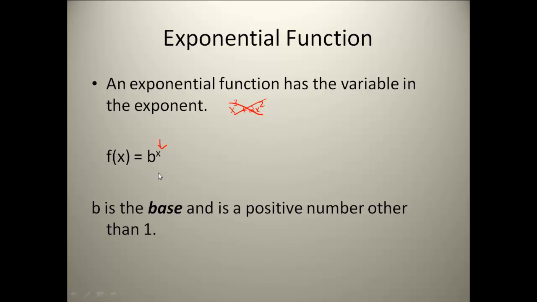So b will be some form of number, and that is called our base. And it's a positive number other than 1. So I could have 3 raised to the x. That's an exponential function because the variable is the exponent.